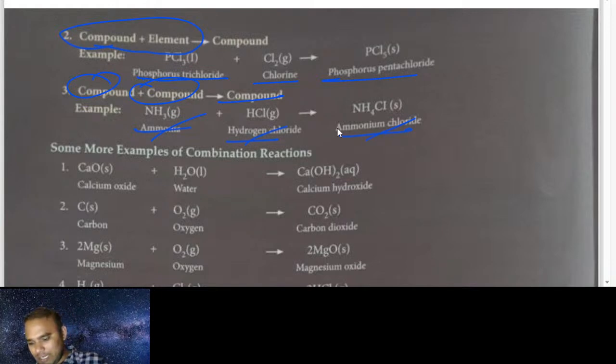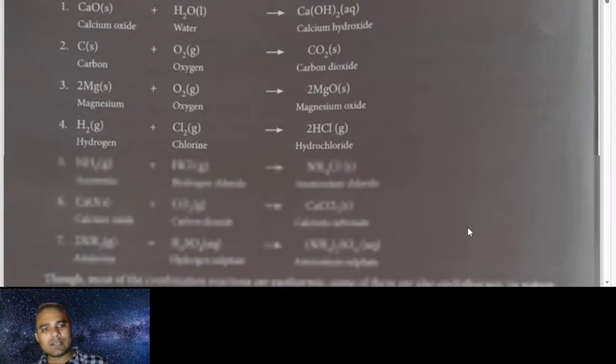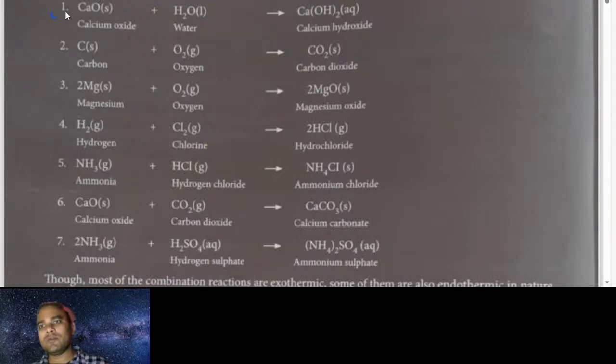Now let us look at examples of combination reaction. There are many examples. The first example is calcium oxide, called quick lime, reacting with water to give calcium hydroxide, which is also called lime water.